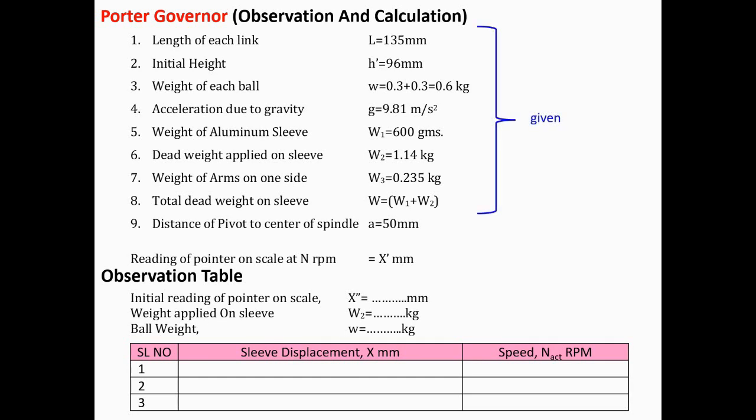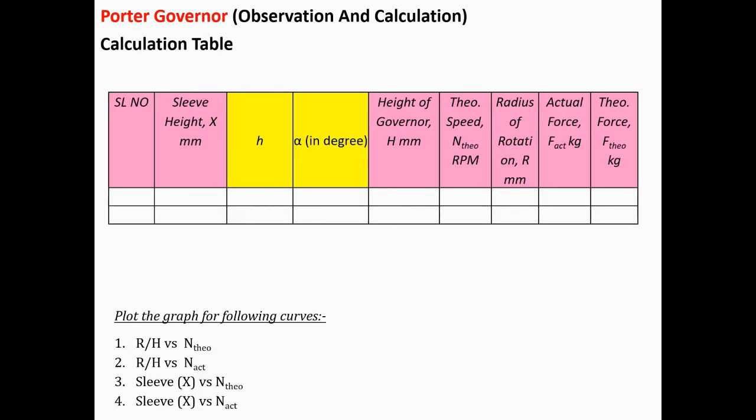Now we have to observe from the experimentation the data in the following table. Slip displacement, you can measure directly from the scale, and corresponding speed in RPM, which is the actual speed. Using these two values and the available data, using the formula, we can calculate the theoretical speed. This is the calculation table we need to fill up with the help of the experimentation readings as well as the available data, as I mentioned earlier.